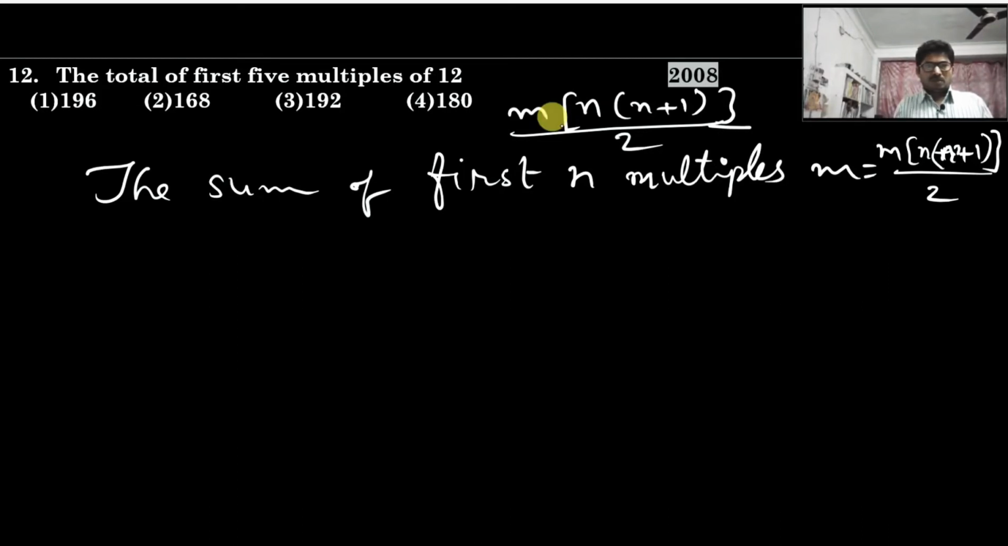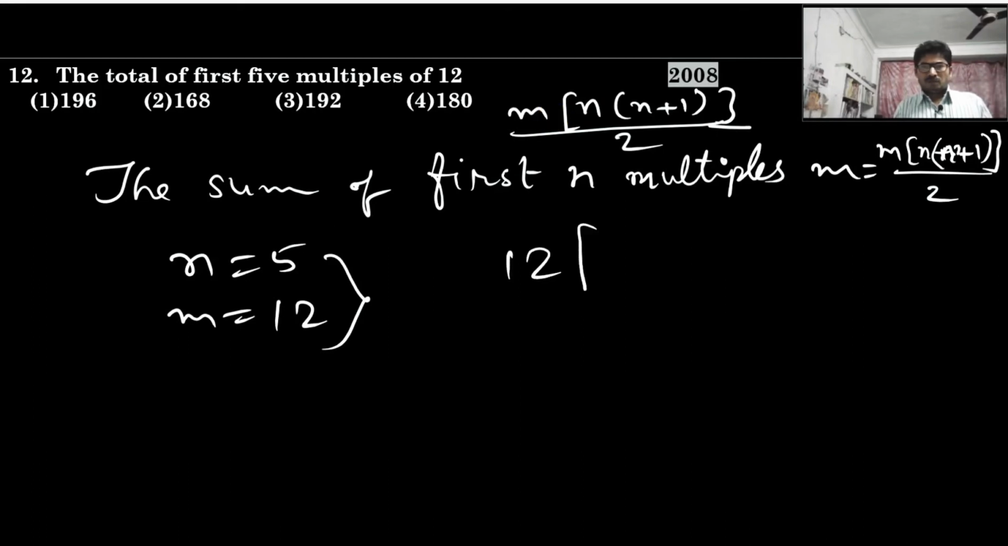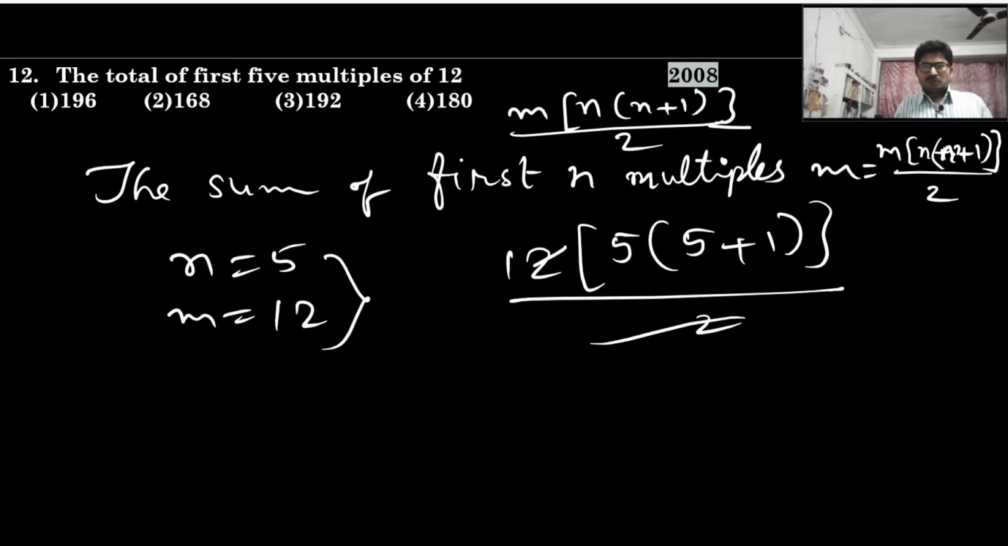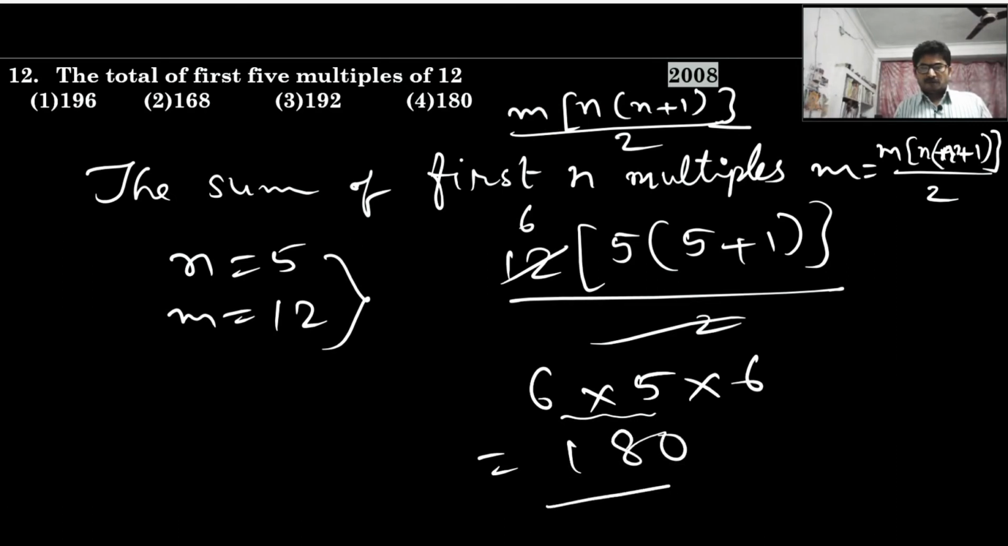Here n is 5, multiples of 12. So we substitute in this formula. 12 into 5 into 5 plus 1 by 2. 2 ones are 2, 6 into 5 into 6. 6 5s are 30, 3 6s are 18, 180. Option 4.